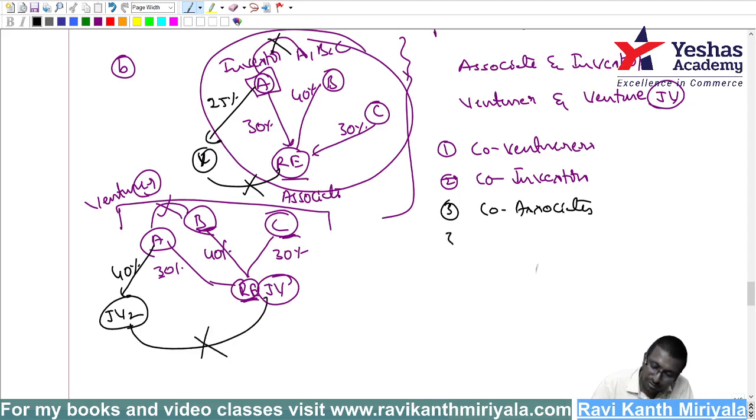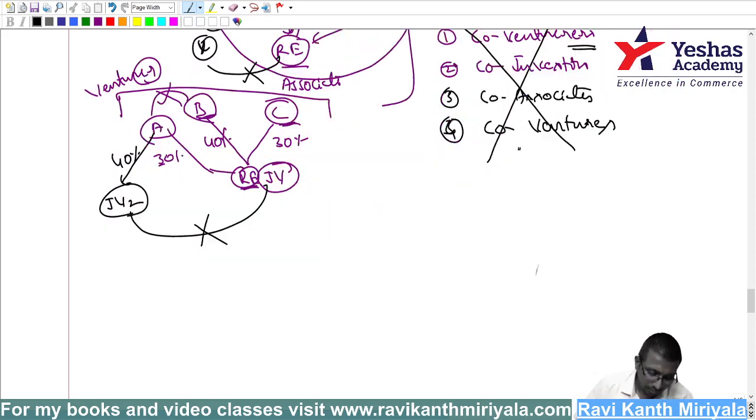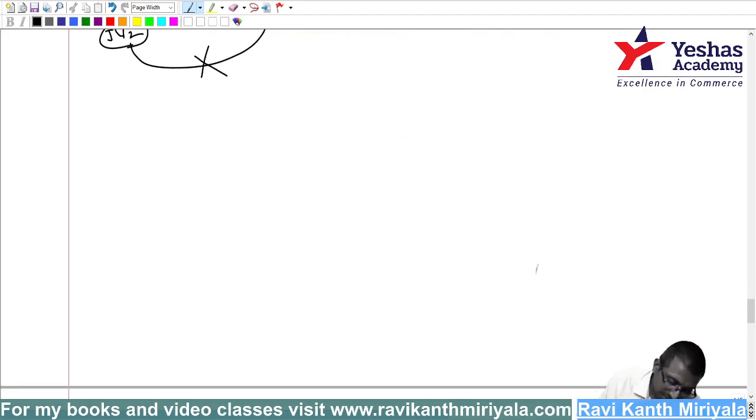Two joint ventures, correct? Now fourth, co-ventures. Venturer is already covered here. Co-ventures are also not related parties. Remember, these four combinations are not related. Very simple and straight: investor-associate, venturer-venture, that's it, are related parties. Got it? Perfect. Next, C bit.